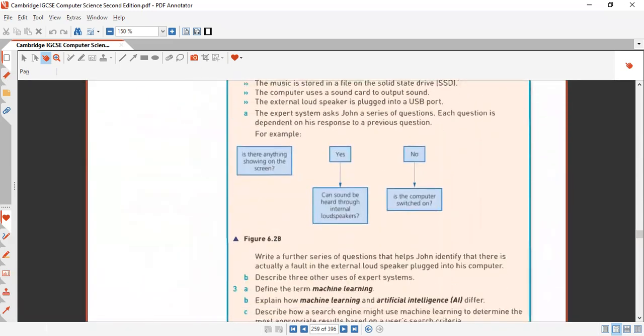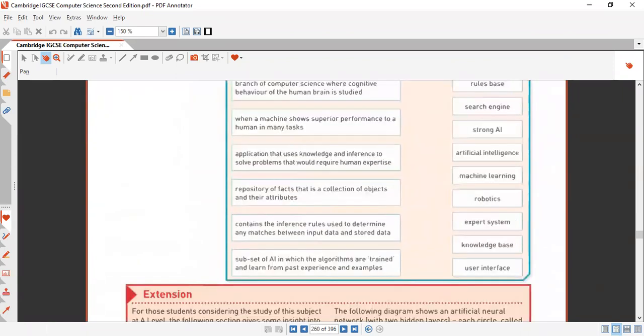Okay, now, sir, these are a few of the examples given over here. You guys can go through this easily.